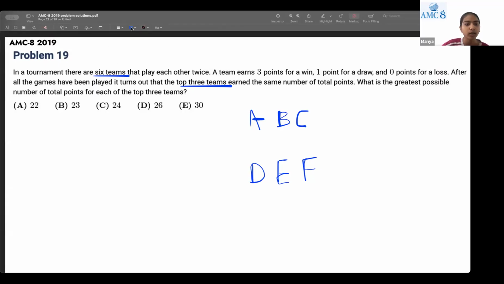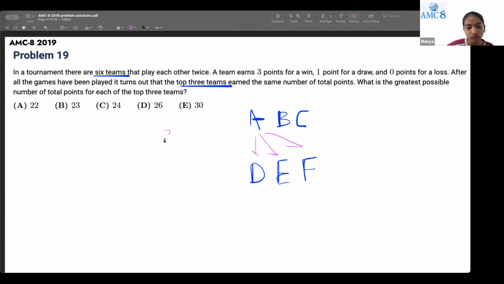So suppose that A can play with D, A can play with E, A can play with F. The same thing applies to B. B plays with D, B plays with E, B plays with F. C plays with D, C plays with E, and C plays with F. And they play each other. So suppose that A wins all of the 3 games.